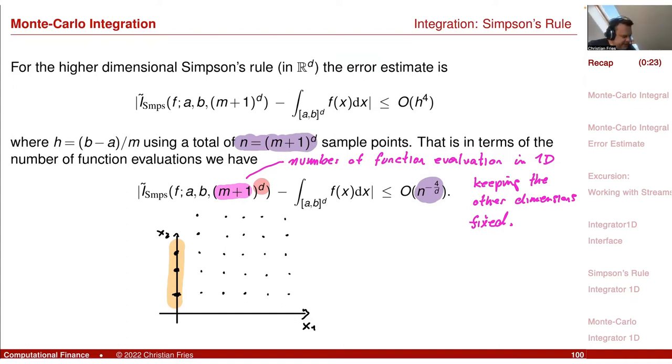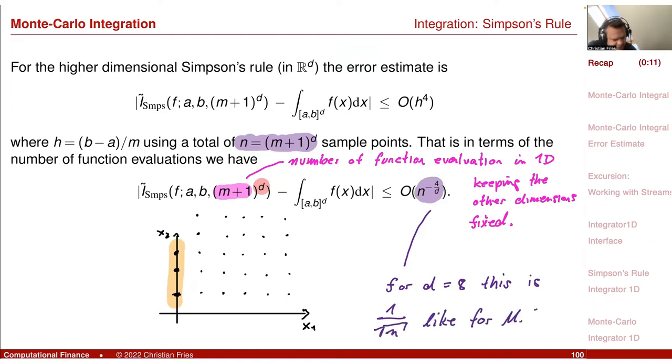So for d equal to 8, this is 1 divided by square root of n, like for Monte Carlo. So as the dimension becomes higher, this is the same as for the Monte Carlo integral.